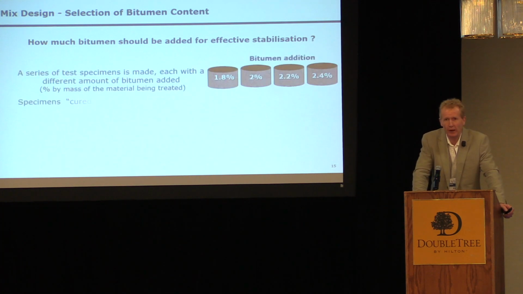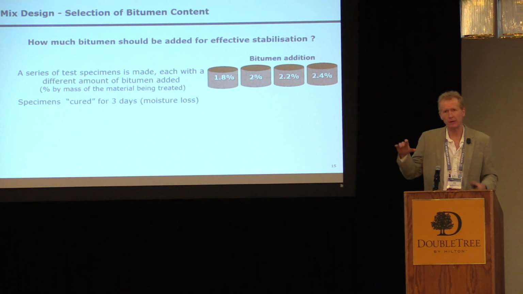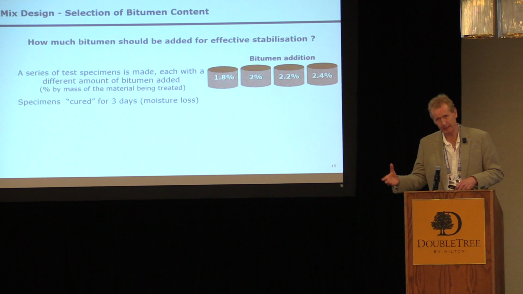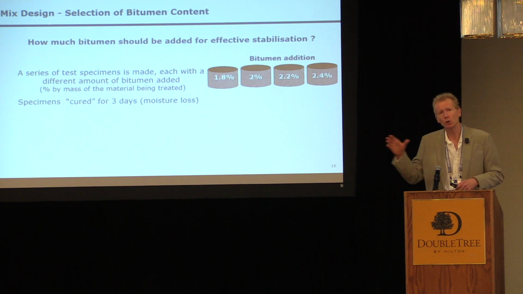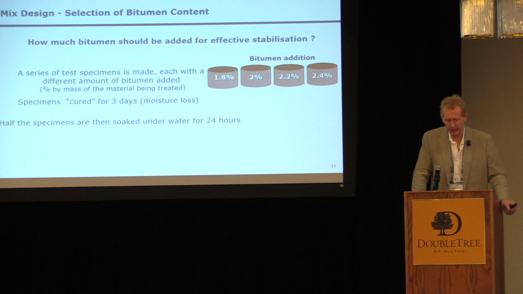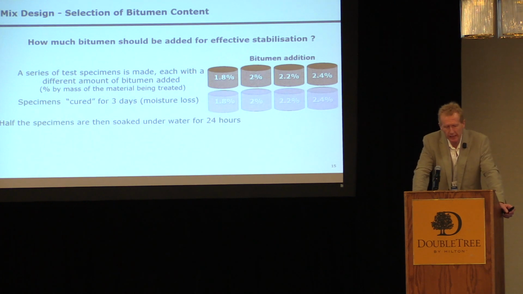How much bitumen do you add? Once you've gone through that step, now you've chosen, let's say, 1% cement. That works the best for my particular aggregate, and you carry on with the mix design. Now you look at the binder content as a variable. There are some guidelines on how much binder to add. You can see they're fairly small steps.